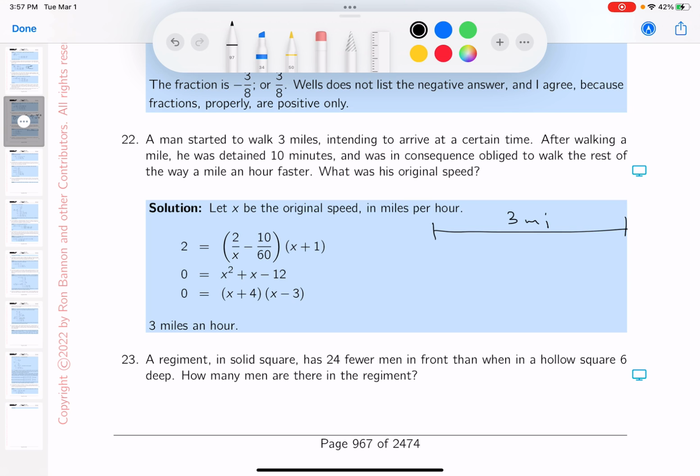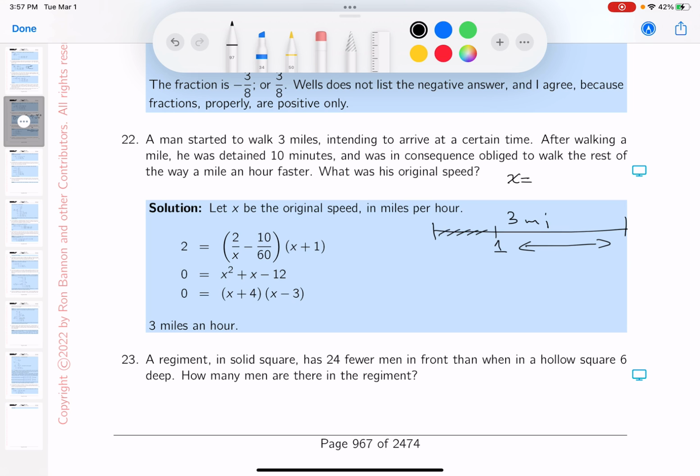All right, so after walking a mile, he was detained for 10 minutes. So I'm going to say over here, he's a mile in, and he's got 2 miles to go. As a consequence, he was obliged to walk the rest of the way. That means the remaining 2 miles. He had to walk a mile an hour faster. What was his original speed? So the question is, what's his original speed?